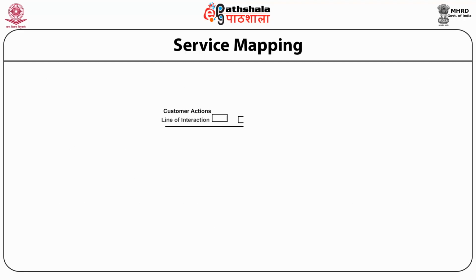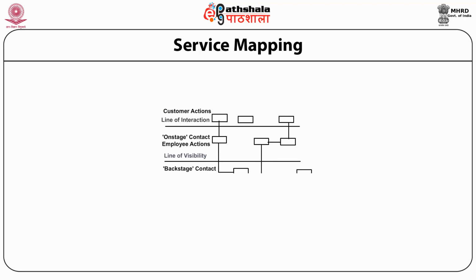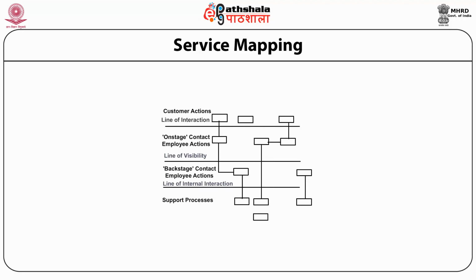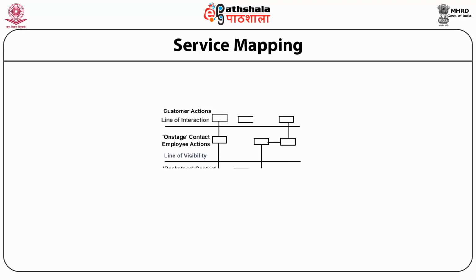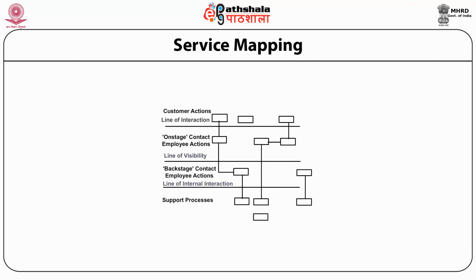Now this shows the customer actions, the line of interaction. The rectangles show the line of interactions at various stages. The next level shows the on-stage contact employee actions, the line of visibility. Next, the backstage contact employees and the line of internal interaction. And lastly, the support processes.